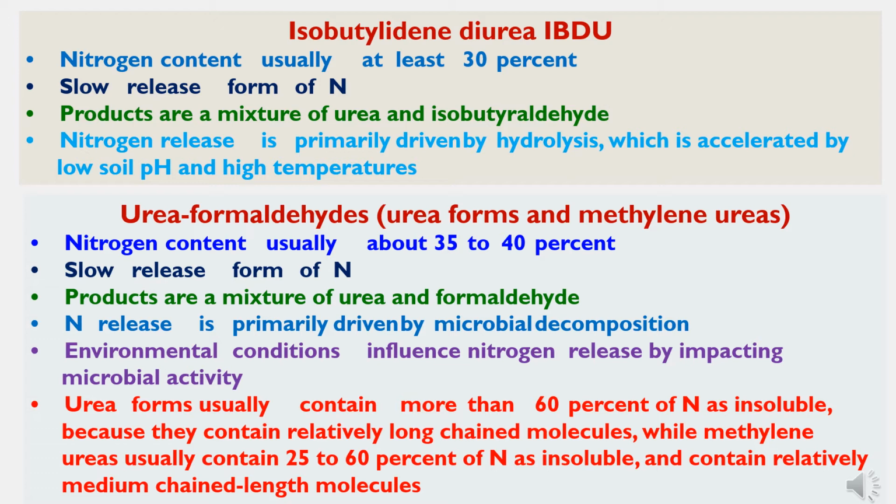Now second is urea formaldehydes, where the nitrogen content usually varies from 35 to 40%, and this is also a slow release form of nitrogen. These products are a mixture of urea and formaldehyde. Nitrogen release is primarily driven by microbial decomposition. Environmental conditions influence nitrogen release by impacting microbial activity. Urea forms usually contain more than 60% insoluble nitrogen because they contain relatively long chained molecules, while methylene urea usually contains 25 to 60% insoluble nitrogen and contains relatively medium chain length molecules.